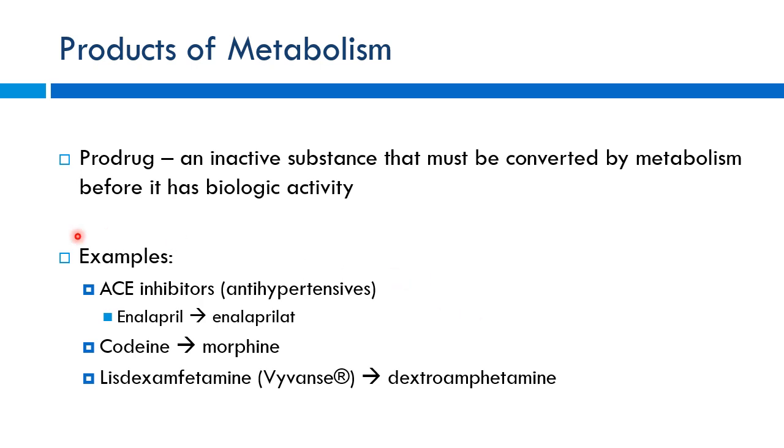So for an example, an ACE inhibitor, which are commonly used antihypertensives, if I give the drug enalapril, it actually gets converted in the liver to the active form called enalaprilat. Okay, so it has to be converted to that form before it has any activity. Codeine I've talked about before, kind of a wimpy analgesic, but once it gets converted into morphine, that's when it has more of its activity. So you can consider codeine to be sort of a prodrug in that case.